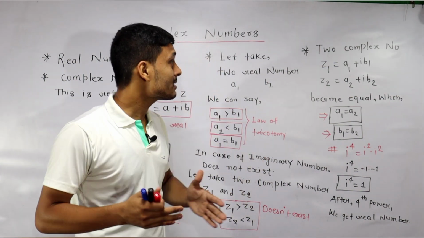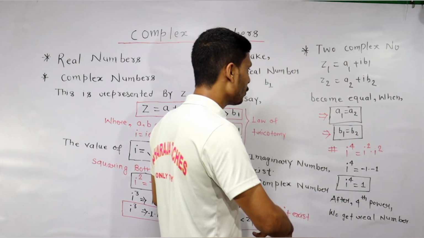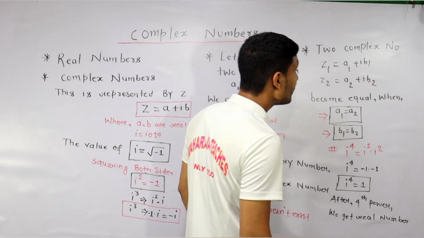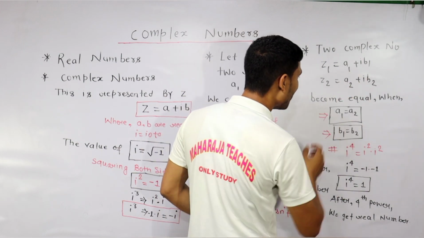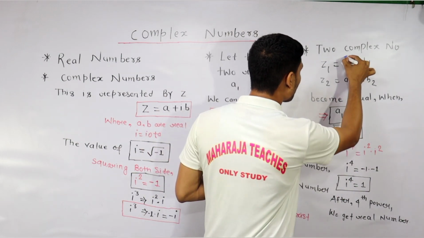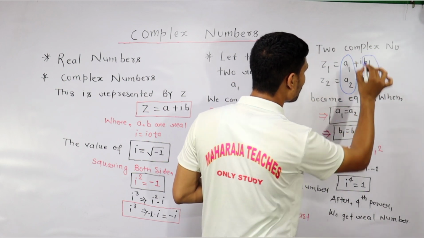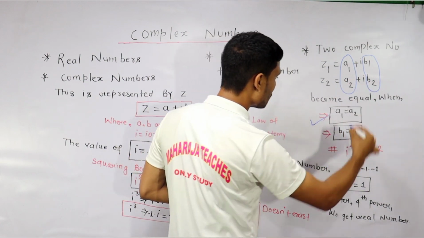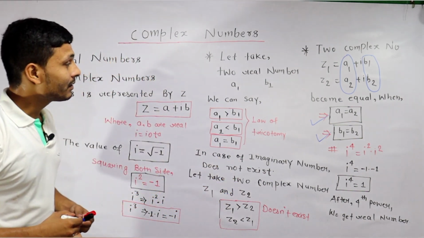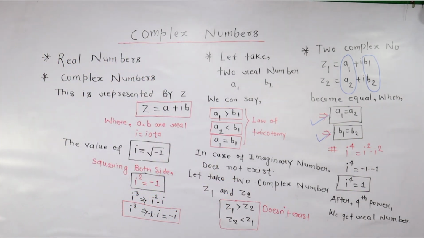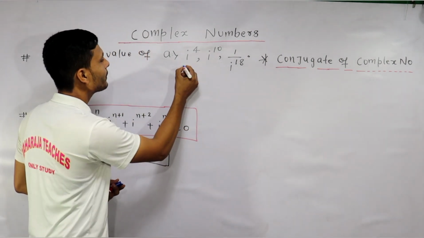That means two complex numbers Z1 is equal to A1 plus iota B1 and Z2 is equal to A2 plus iota B2 are equal when A1 is equal to A2, that means real part equals real part, and B1 is equal to B2, that means imaginary part equals imaginary part. Concept clear? Just note it, note it fast. First one is I to the power 4. We all have remembered that the value of I to the power 4 gives 1.